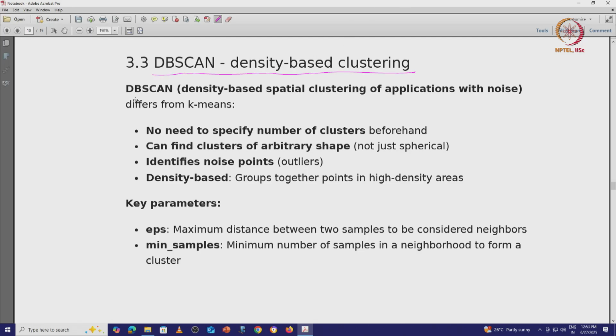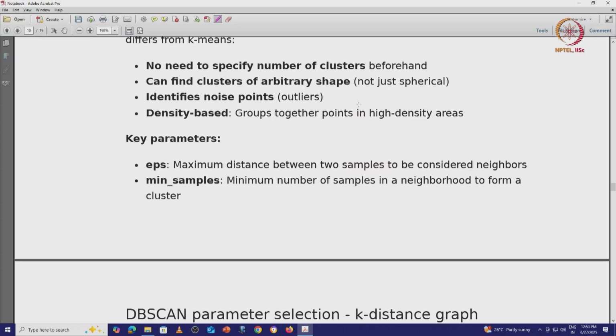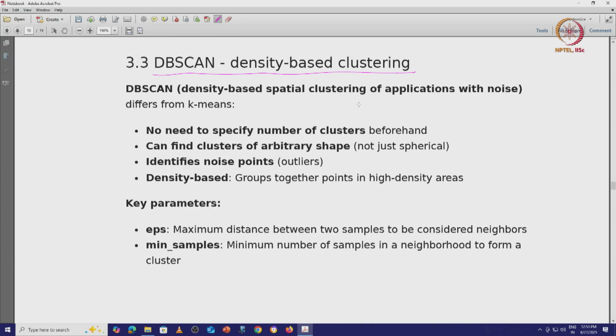So we are looking at the DBSCAN algorithm, which stands for density based spatial clustering of applications with noise, right? And this is different from k-means. So here you don't specify the number of clusters beforehand. Instead you have to specify the maximum distance between 2 samples to be considered neighbors. So it's a slightly different way of working. Instead of the number of clusters, you specify some distance metrics in feature space.